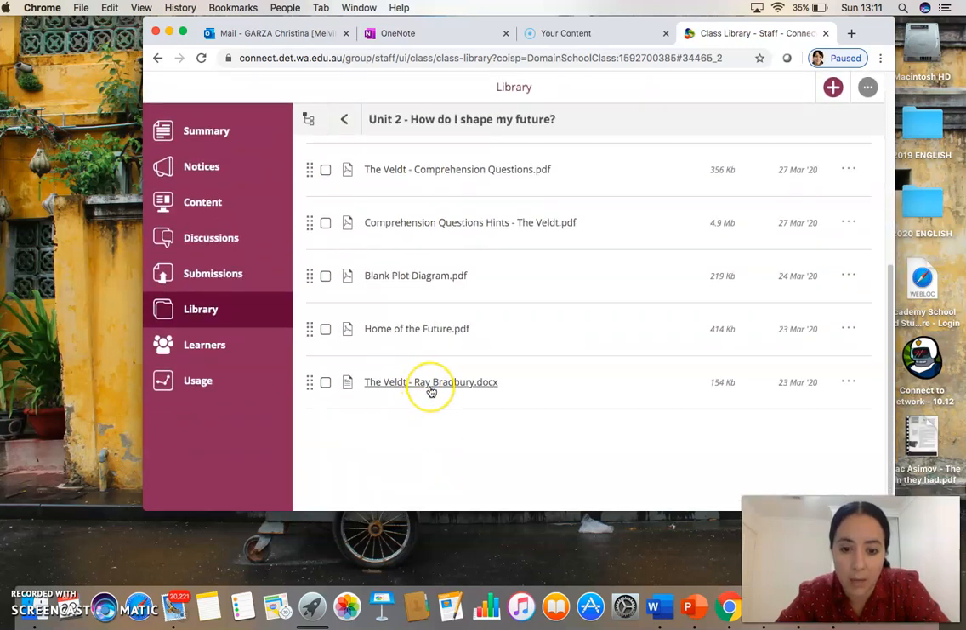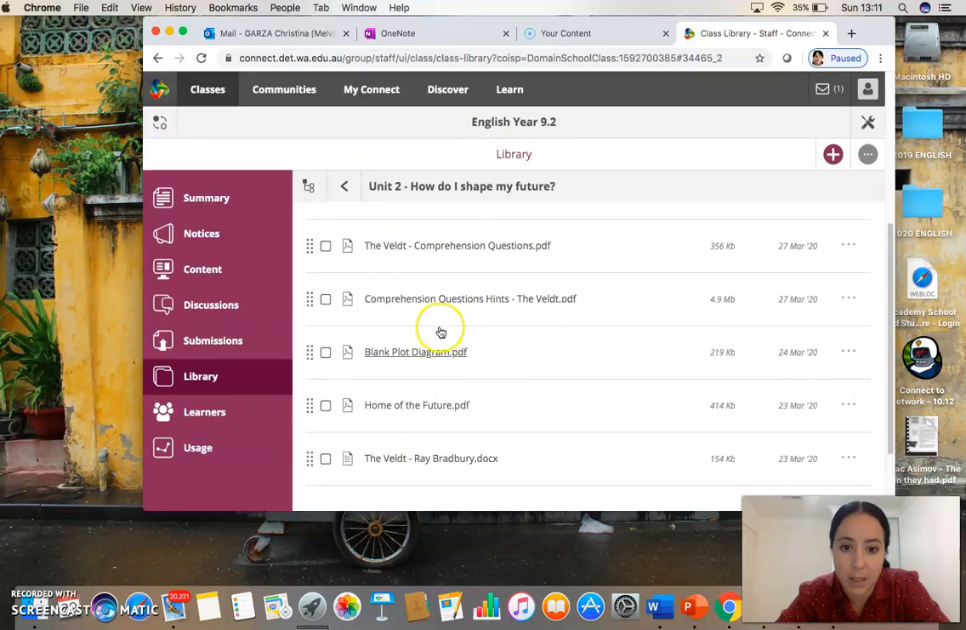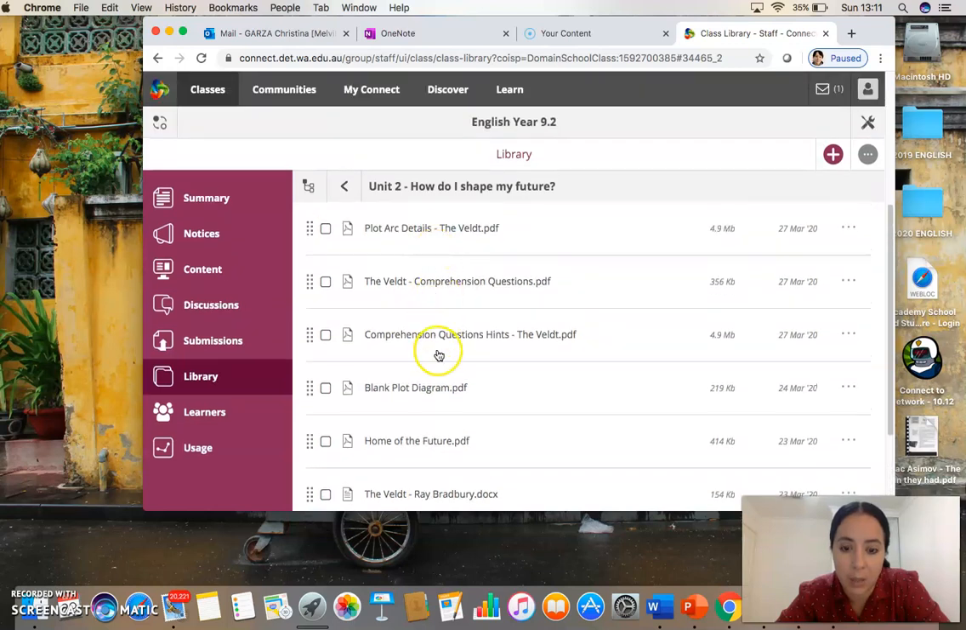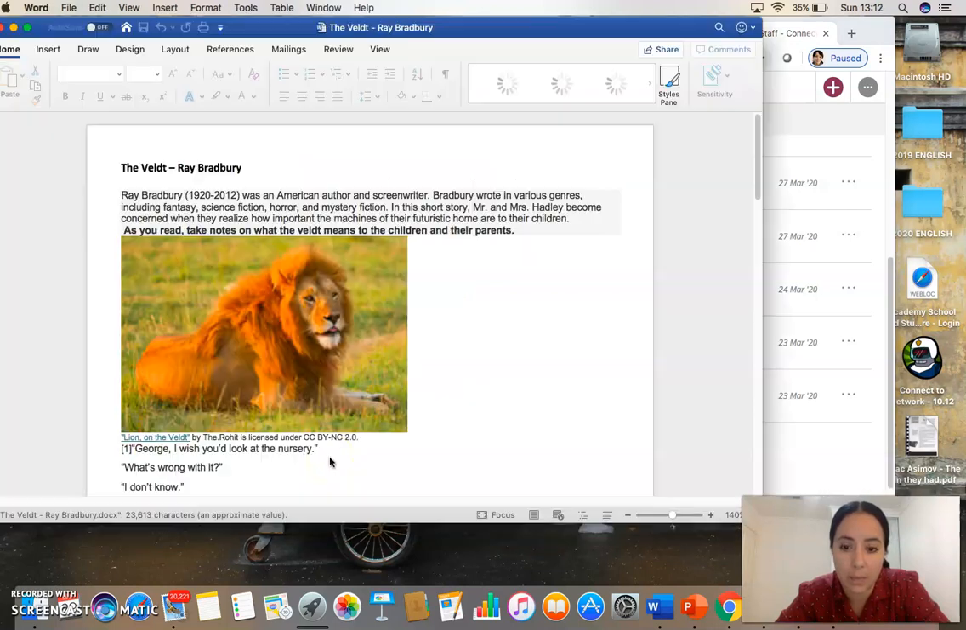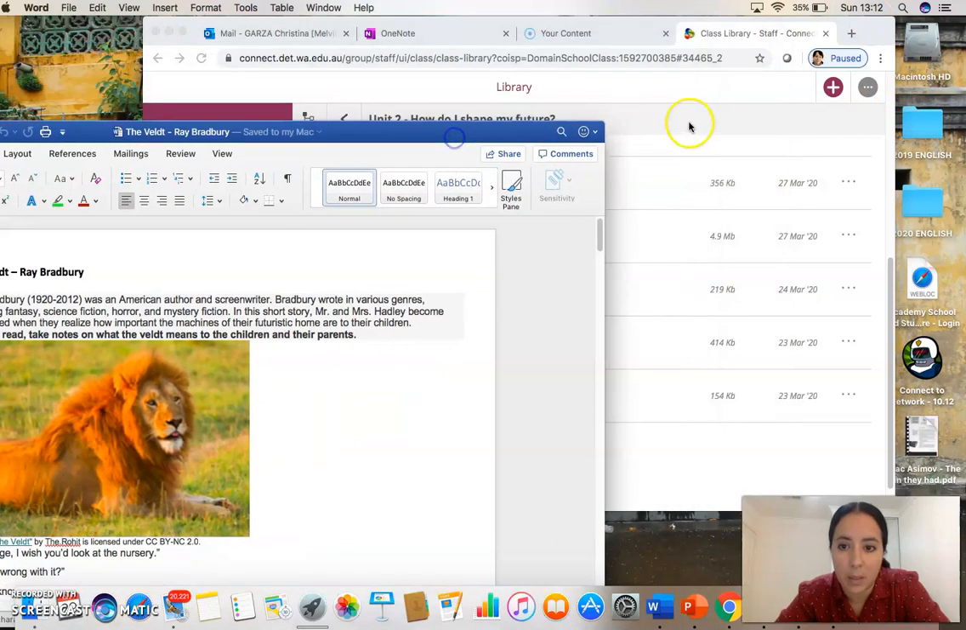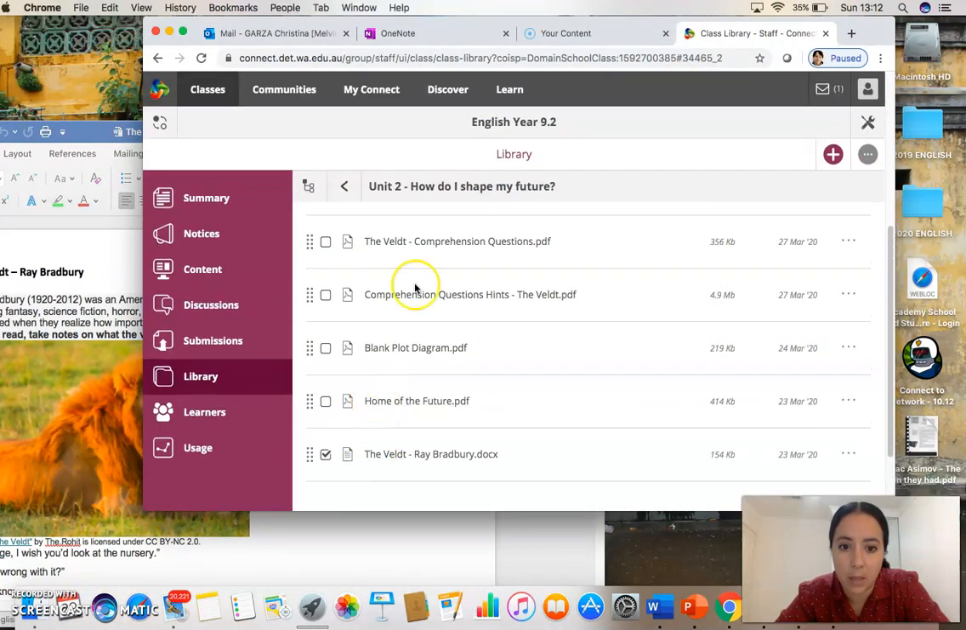So we have the text, okay? We have our comprehension questions and the hints that we went over here. So download the text first, because you're going to need to refer back to this in order to answer the questions. So I'll just put this to the side for right now. And I'm also going to download the questions.